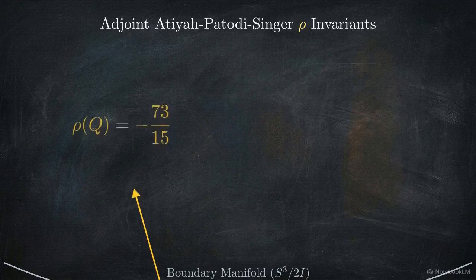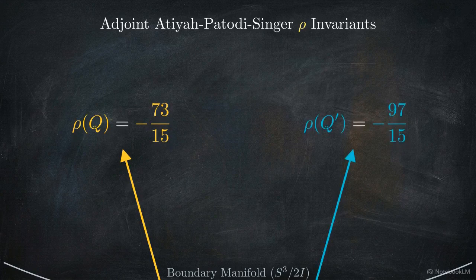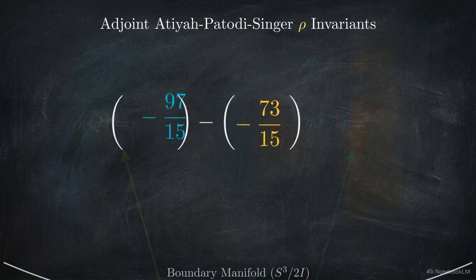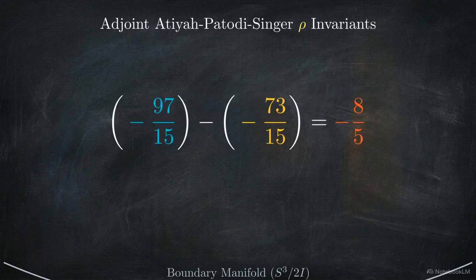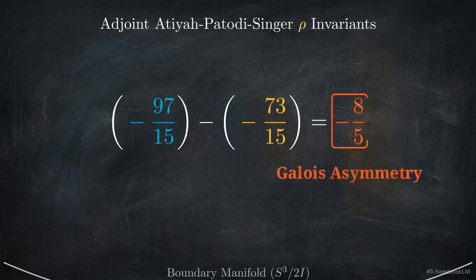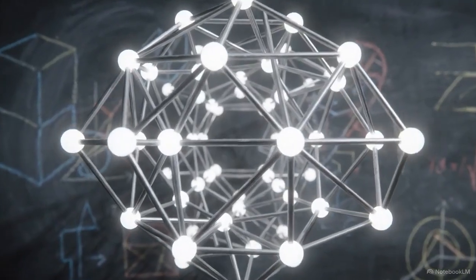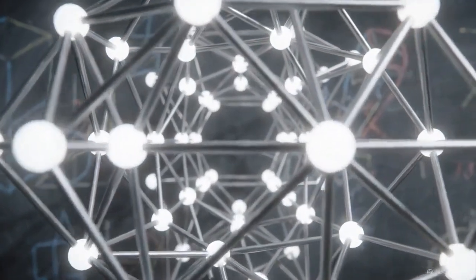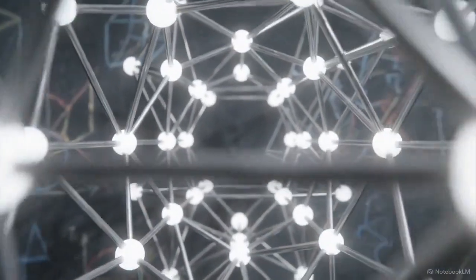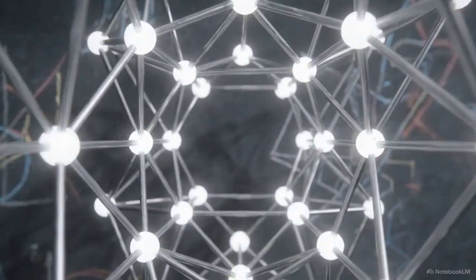For Q, it is -73/15. For Q', -97/15. Subtracting them yields exactly -8/5, revealing a strict quantifiable mathematical asymmetry on the boundary. Given this precise gauge asymmetry on the boundary, we have to determine which specific structures inside the highly symmetric E8 filling can actually detect it.